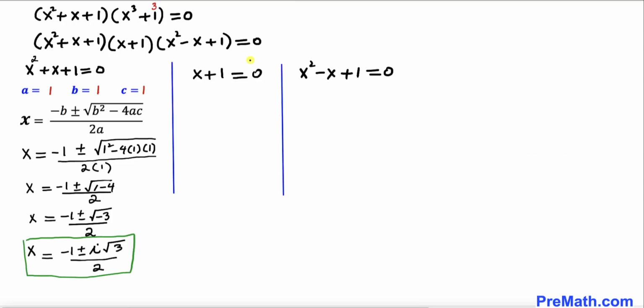And here we get two complex solutions. Now let's focus on the next equation, x + 1 = 0. Let's move this 1 to the other side, so our x value is simply -1. And here we can see that this is our real solution.